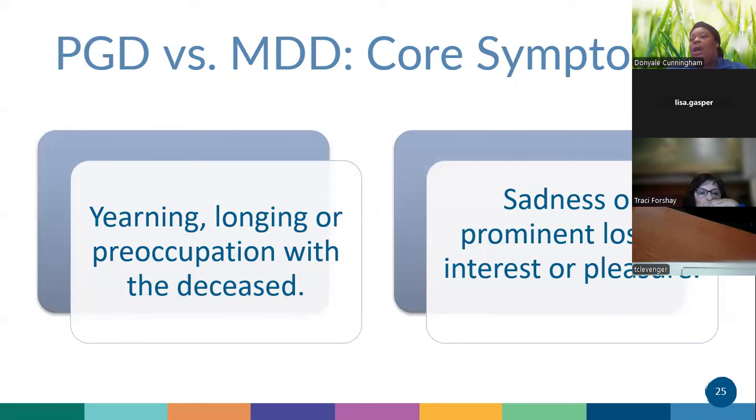Now, when we look at core symptoms of prolonged grief disorder versus major depressive disorder, who can tell me which one defines major depressive disorder and which one may be prolonged grief disorder? So you can unmute yourself, or you can put in the chat if you want to. But which one is prolonged grief disorder and which one is major depressive disorder?